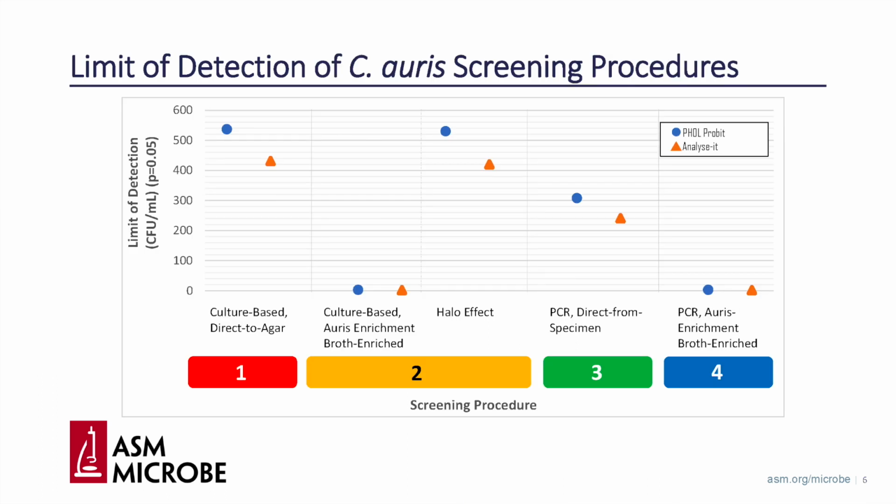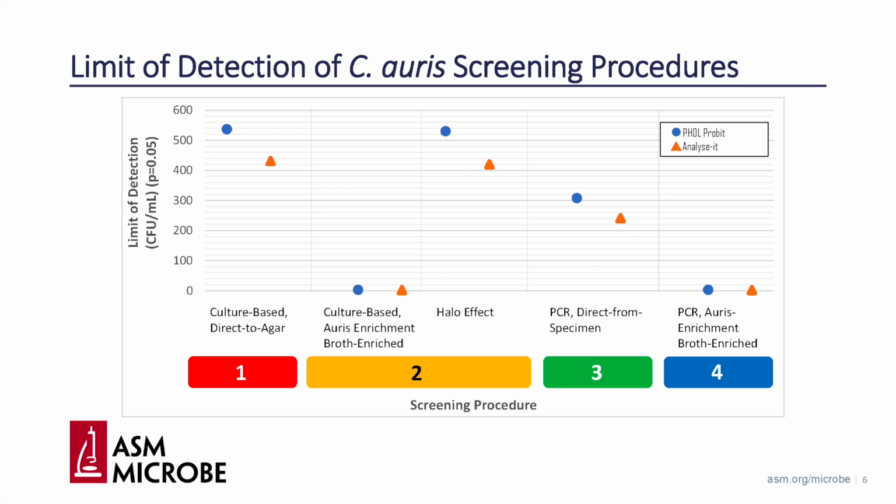So this graph summarizes the resulting limit of detection values that were calculated for each screening procedure using both tools. What we found was that auris enrichment broth-enriched methods were the most sensitive methods. The culture-based broth-enriched method was nearly 200 times more sensitive than direct-to-agar, although the halo effect that's associated with broth-enriched cultures had a similar sensitivity to direct-to-agar. I'll go over what the halo effect entails in the next slide.